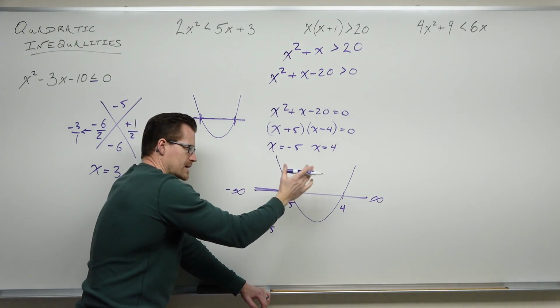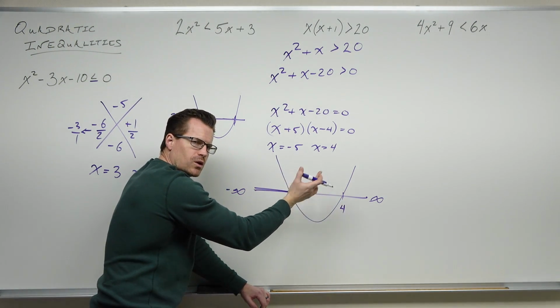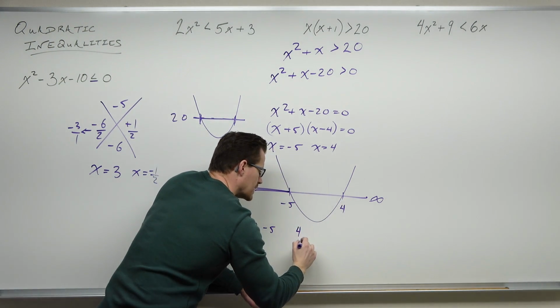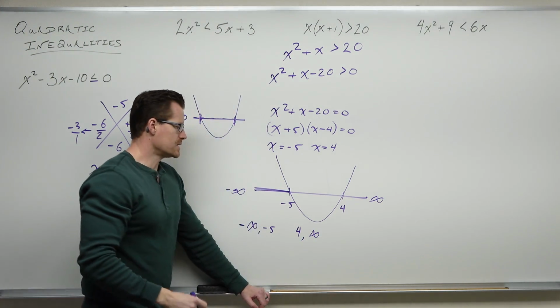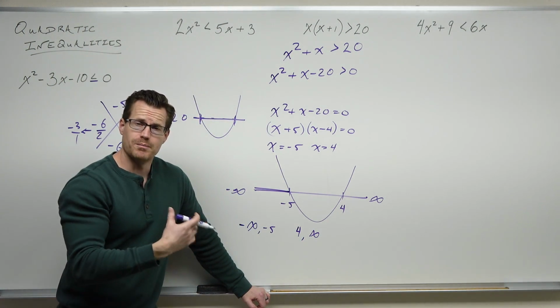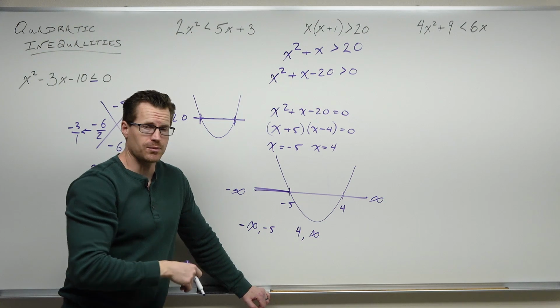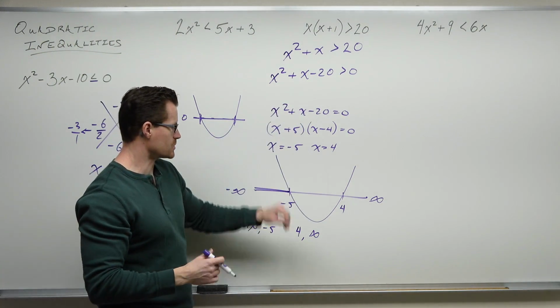And then we're below the x-axis. We're going to exclude this interval. We don't want that. And then we're above again from 4 to infinity. These are the 2 intervals where we are above the x-axis on that parabola. That's what we want. That's what this translates to.